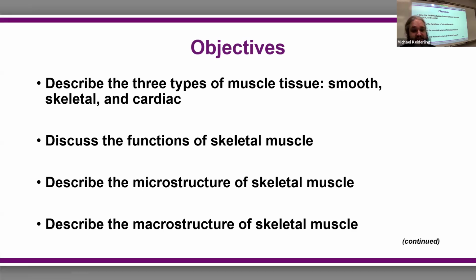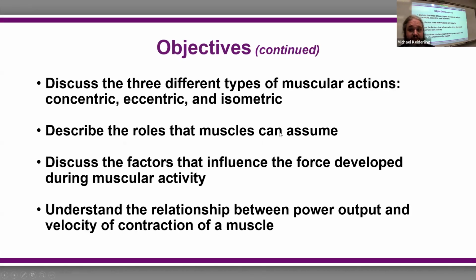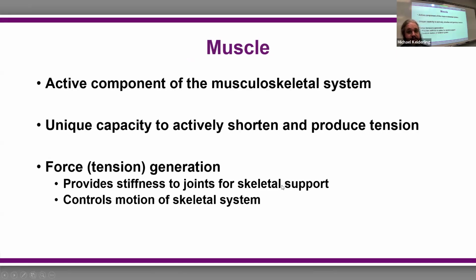We'll discuss the functions of skeletal muscle. We'll look at the microstructure of skeletal muscle, the macrostructure of skeletal muscle. We'll look at the 3 different types of muscular actions, which are concentric, eccentric, and isometric. We'll describe the roles that muscles can assume. We'll discuss the factors that influence the force developed during muscular activity. And we'll understand the relationship between power output and velocity of contraction of a muscle.